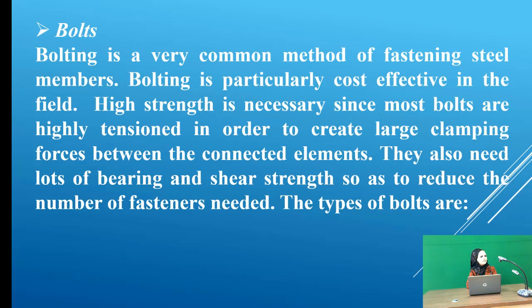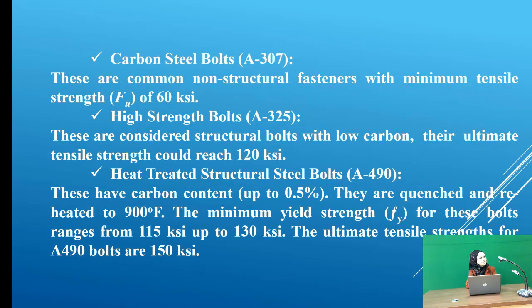of fasteners needed. The types of bolts are: carbon steel bolt A307. These are a common non-structural fastening with a minimum tensile strength Fu of 60 ksi. High strength bolt A325. These are considered structural bolts with a low carbon content. Their ultimate strength could reach more than 120 ksi.